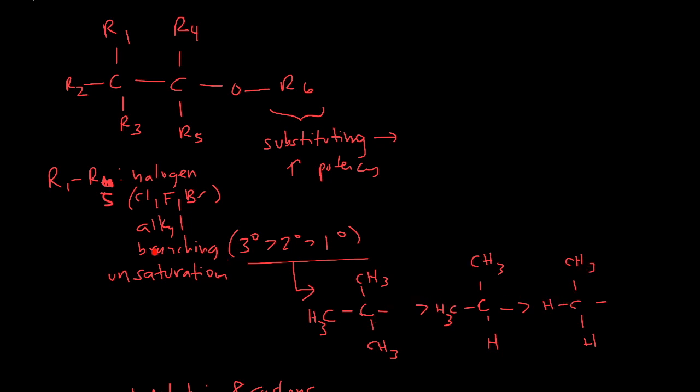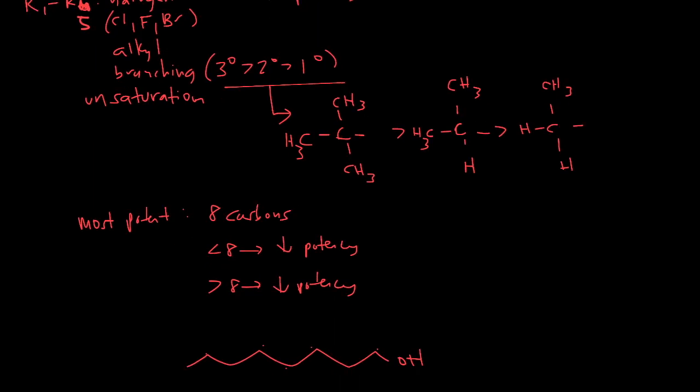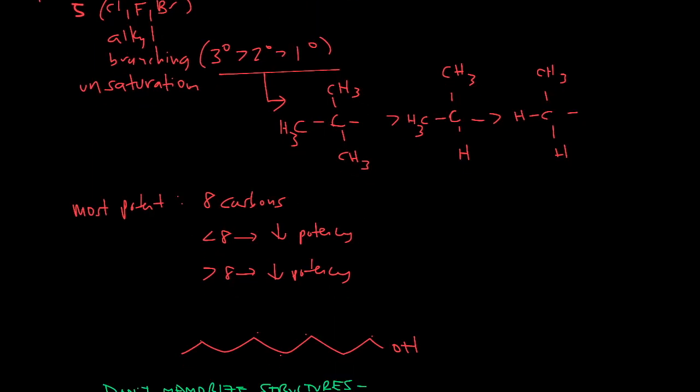And unsaturation increases the potency of the alcohol. Y'all know what unsaturation is. If you don't, please refer to earlier in the video where I talked about it with the barbiturates. Your most potent alcohols would be your longer chain alcohols up to 8 carbons. So 8 carbons is your most potent. So here I drew it for you. 1, 2, 3, 4, 5, 6, 7, 8 carbons. So anything less than 8 carbons is less potent. Anything more than 8 carbons is more potent.